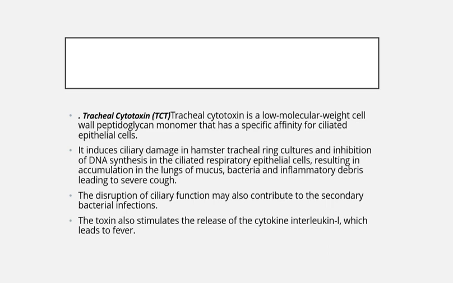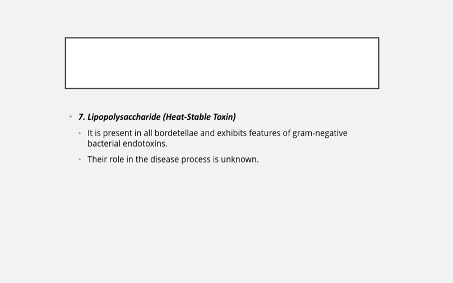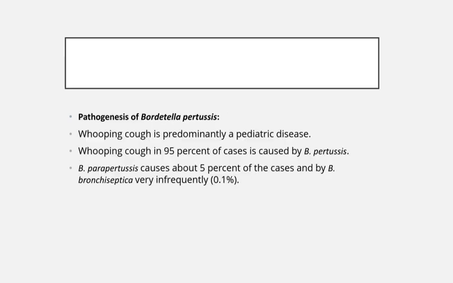Tracheal cytotoxin. This is a low molecular weight cell wall peptidoglycan monomer that has a specific affinity for the ciliated epithelial cell. The disruption of the ciliary function may also contribute to the secondary bacterial infection. The toxin also stimulates the release of the cytokine interleukin 1, which leads to fever. Lipopolysaccharide. It is present in all Bordetellae and exhibits the features of the gram-negative bacterial endotoxin. Its role in the disease process is unknown.